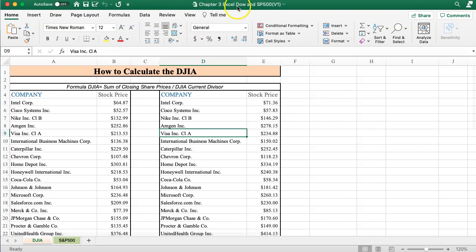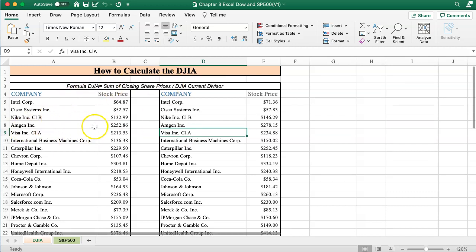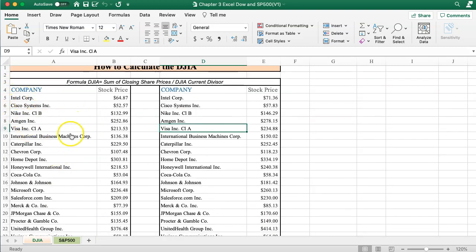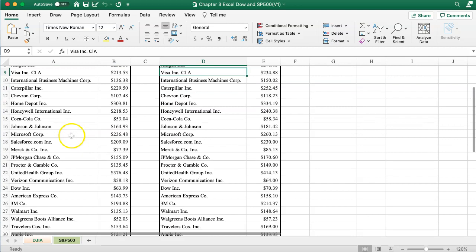Hi, and welcome to Chapter 3 of Investments Excel. In this chapter, we're going to be looking at how to calculate the Dow Jones Industrial Average and the S&P 500. The Dow Jones Industrial Average is made up of 30 companies. There's only 30 large companies.